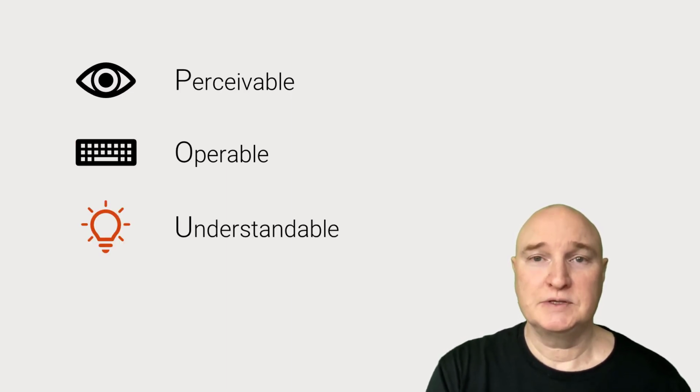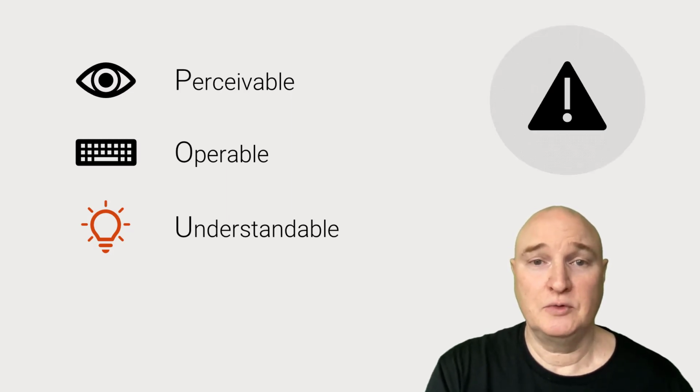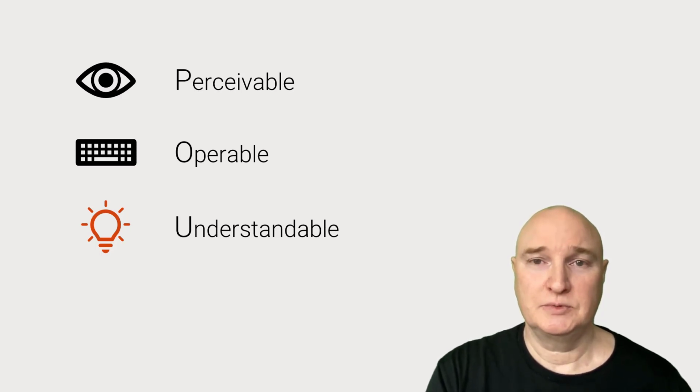The third principle is understandable, and this means that information and the operation of user interface components must be understandable. Now, this could be an error message on a form that explains where a problem is and how to fix it. And the fourth principle is robust.